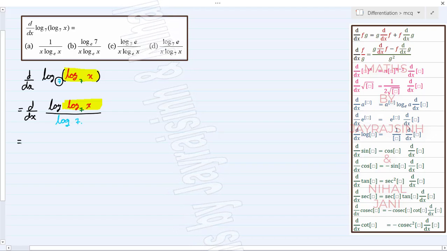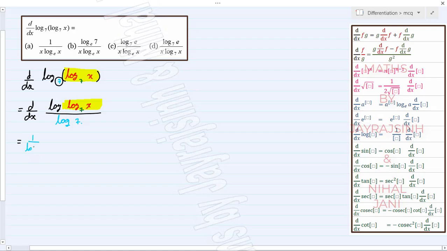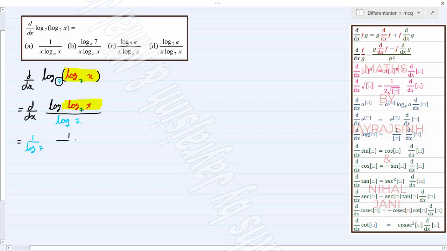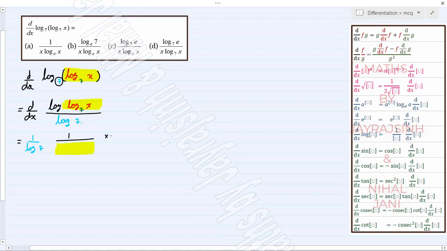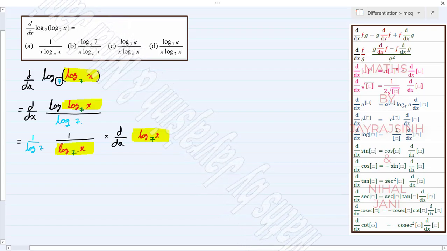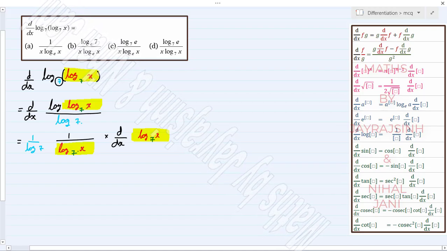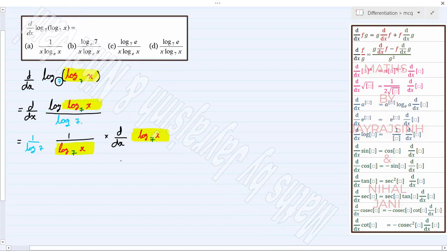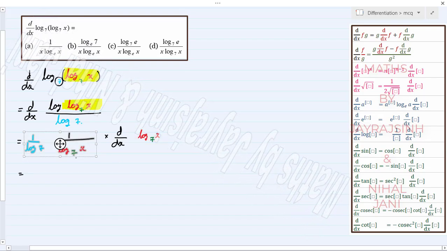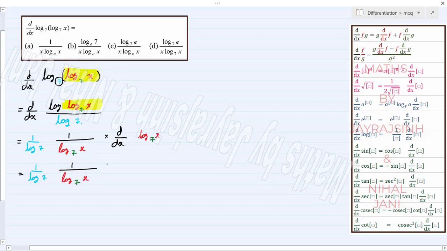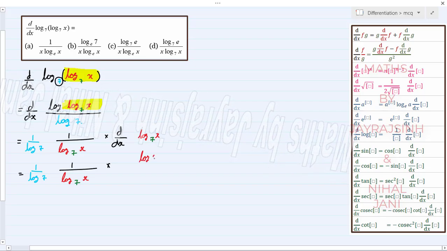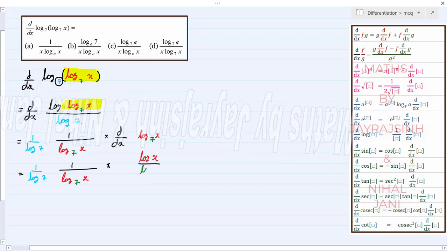So we are ready for differentiation. This 1 upon log 7 is constant, take it outside. Differentiation of log box will be 1 upon box into differentiation of box. Within the box, we have log x base 7. So we have to multiply differentiation of log x base 7. Now, let's say your first two terms will be as they are. And this log x base 7 can be simplified into log x upon log 7.